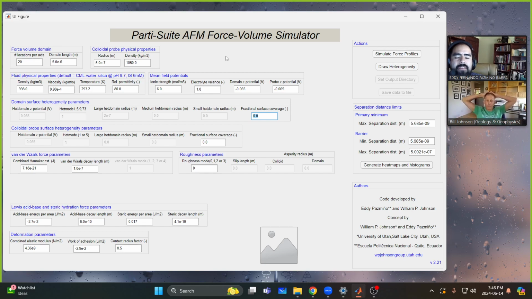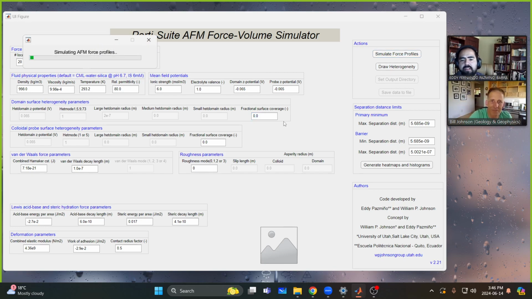Yeah. So these are the default parameters, and as Bill mentioned, it's representing the probe and the substrate as completely uniform in all the measurements that you can make there. So they have full repulsion between the two surfaces, and that's what the zeta potentials give. So in the action box you have the simulate force profiles.